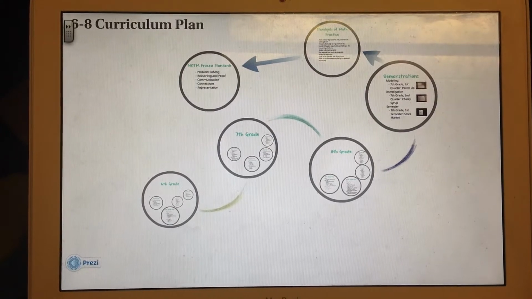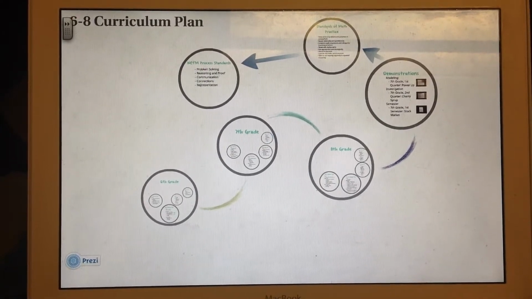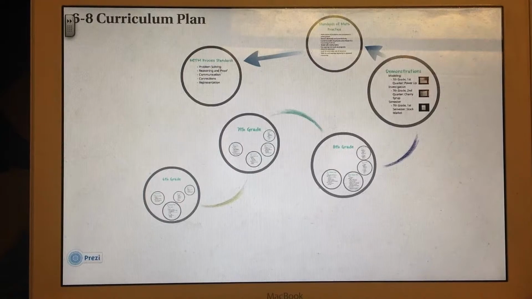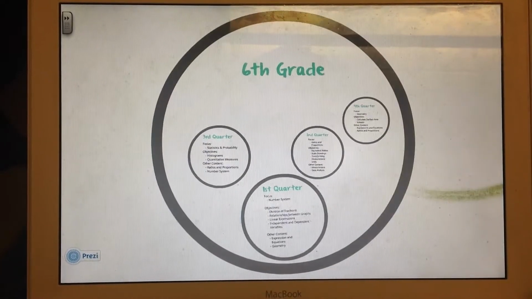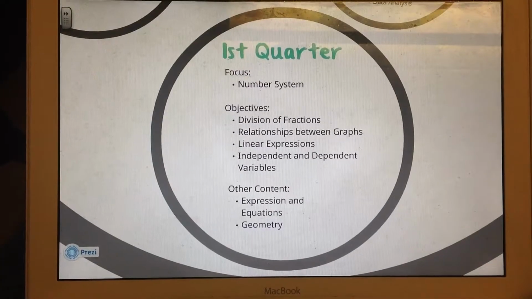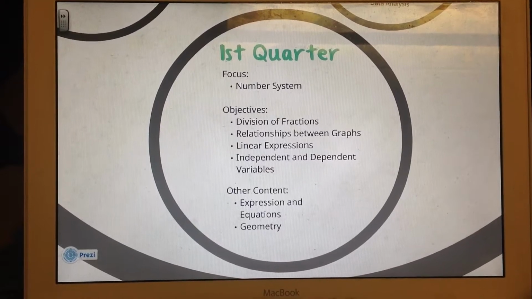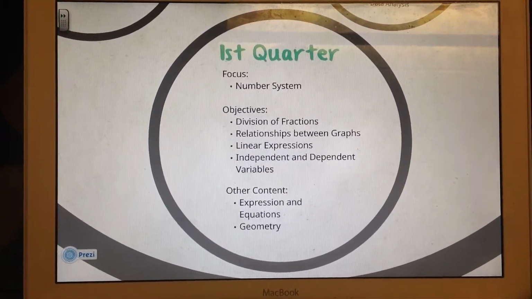Go ahead. This is our curriculum plan for 6th through 8th grade. We will begin by looking at 6th grade. The first quarter for 6th grade focuses on the number system.